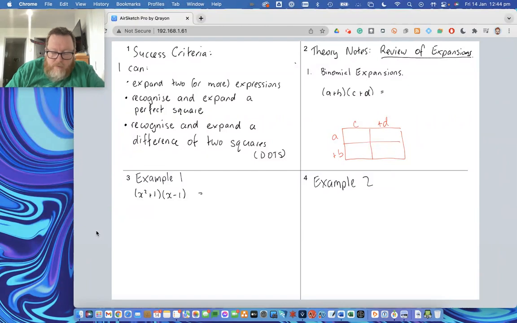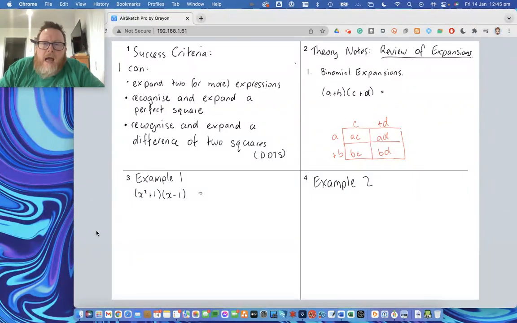Then what you're doing is you're filling in each of the boxes here. So we've got a times c is ac, b times c is bc, a times d is ad, and b times d is bd. And so your final expression becomes ac plus ad plus bc plus bd. And that's basically it. I haven't written the answer down because I want to show you the final answer using the second method. So this is all fine.